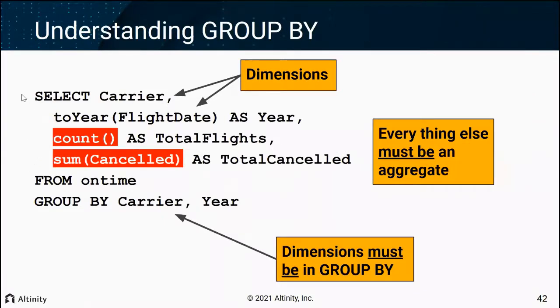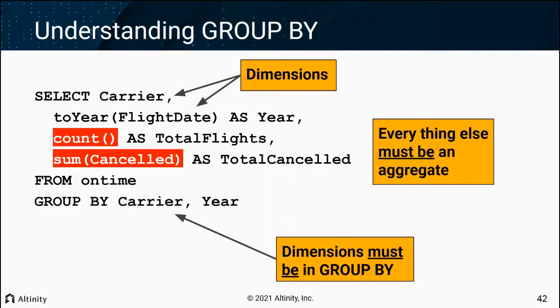So to understand group by, if you have not used this before, it's a really powerful command, and what it fundamentally does is tell who your dimensions are. What are the dimensions I care about? When I'm looking for these canceled flights, I am looking for flights by airline carrier and by year. So that has to be in the group by, and then you can think of those columns as the dimensions. Every other column must be an aggregate.